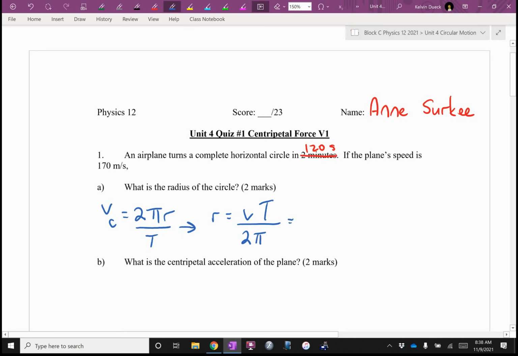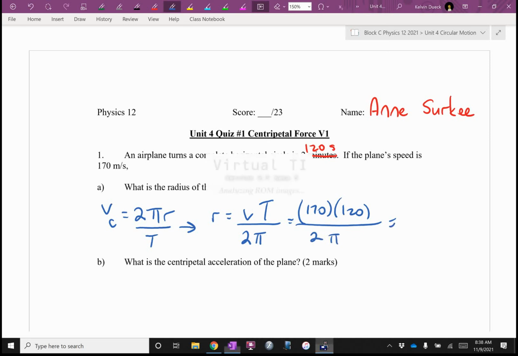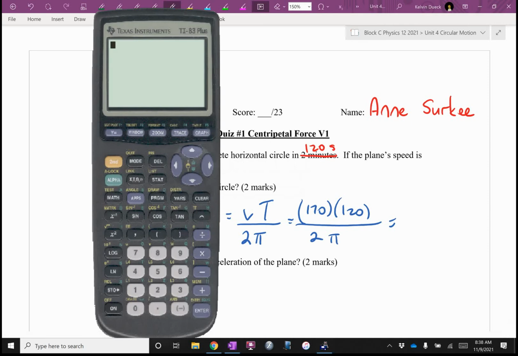So it's going to be, what's the speed? 170. What's the period? 120, divided by 2 pi. 170 times 120 divided by bracket 2 pi. And I got 3,250, which at first seemed a little large, and then I went, wait a minute, this is an airplane. 3,250, a little more than 3 kilometers.